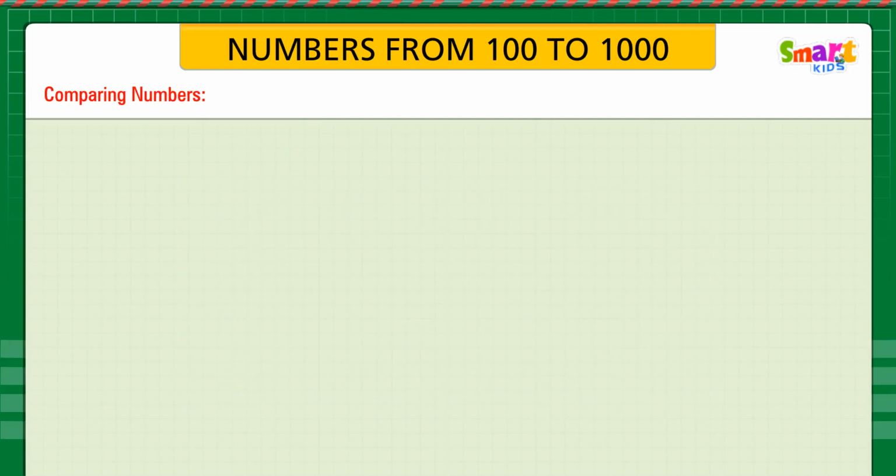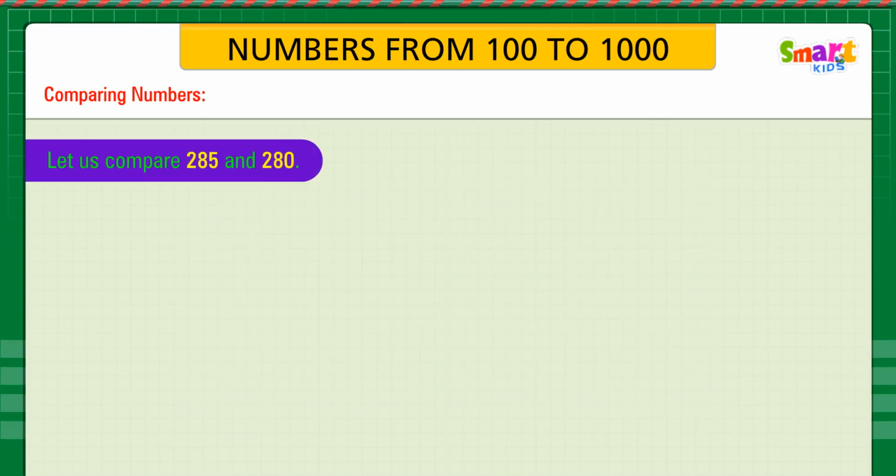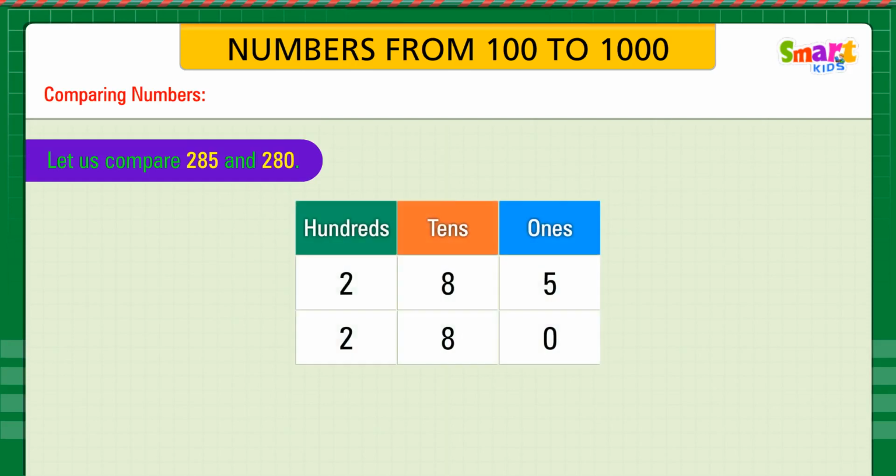Let us compare 285 and 280. The digits in the ones place of both the numbers are 5 and 0. 5 is greater than 0. Therefore, 285 is greater than 280.